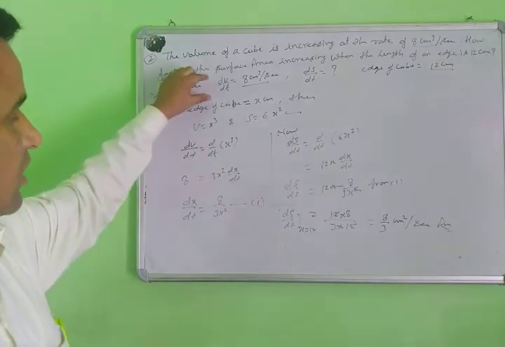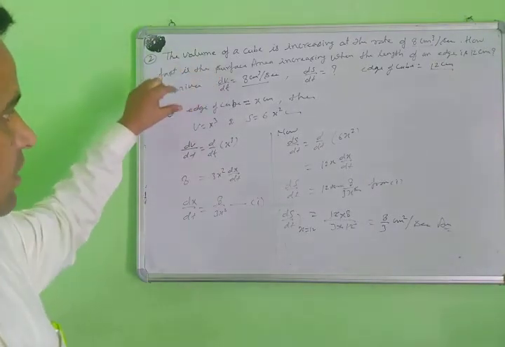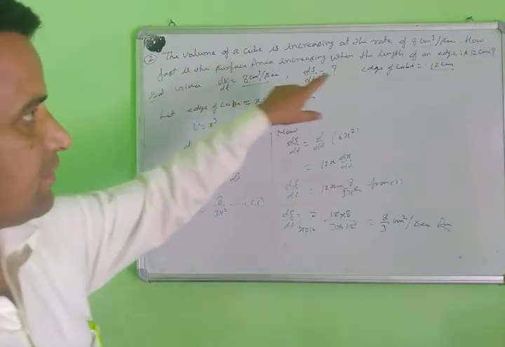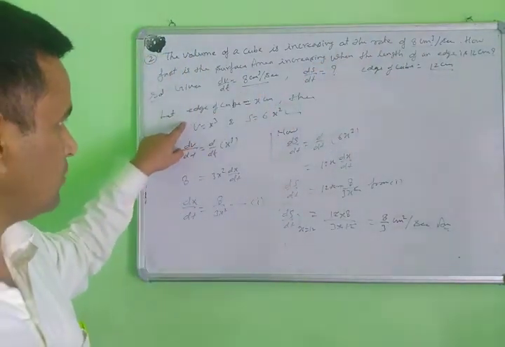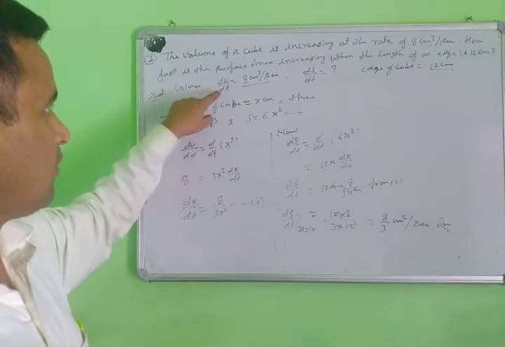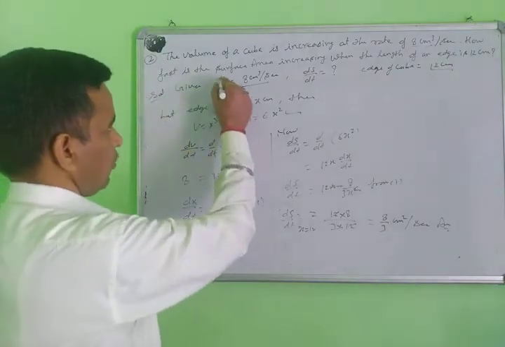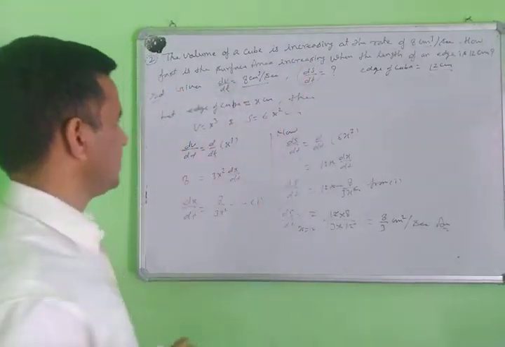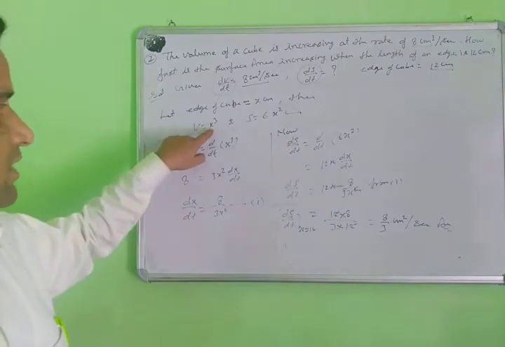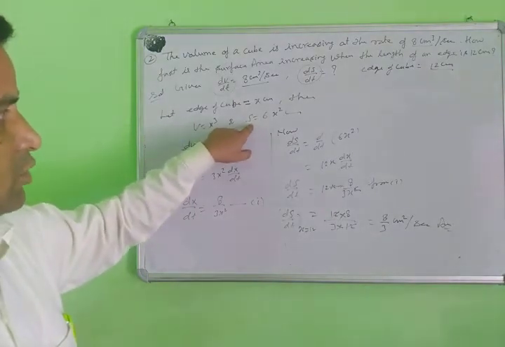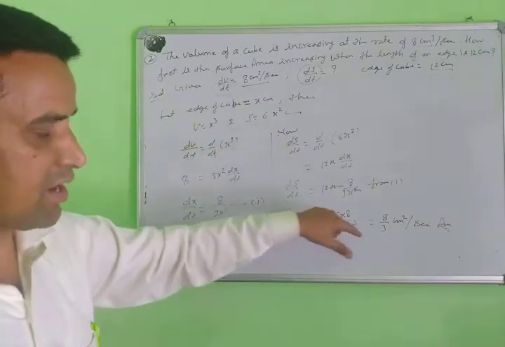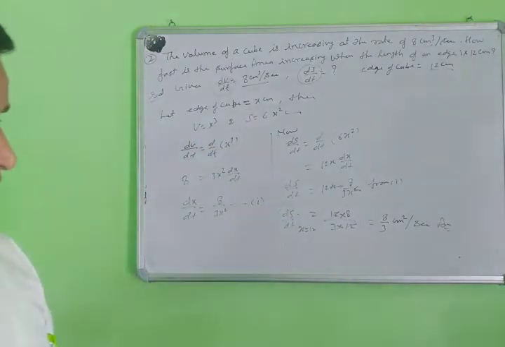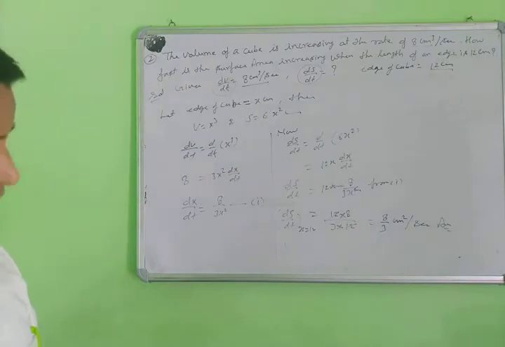So note down very simple things. First, write what things are given. Then, with the help of the edge of the cube, put the edge of the cube as x. Write the formula for both volume and surface area: volume of the cube is x cube, surface area of the cube is 6x square. Differentiate both identities one by one, calculate, and find the value of 8 by 3 centimeter square per centimeter.